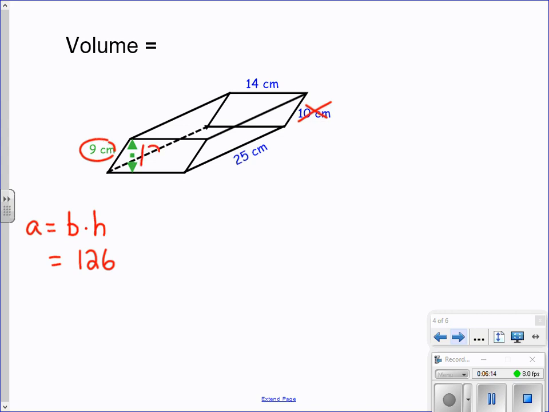So let's write that in. And now I just simply multiply that by 25. And I get a volume of 3150 centimeters cubed.